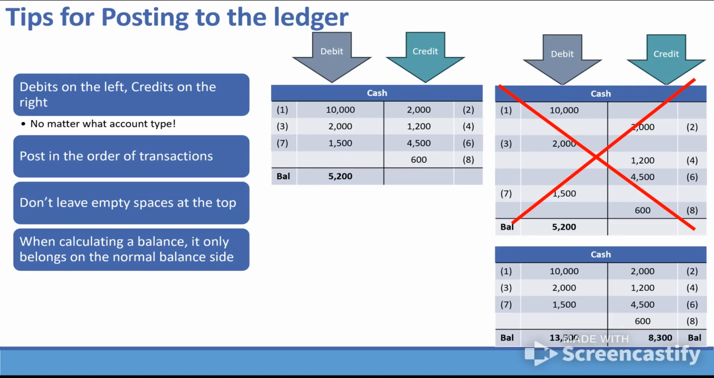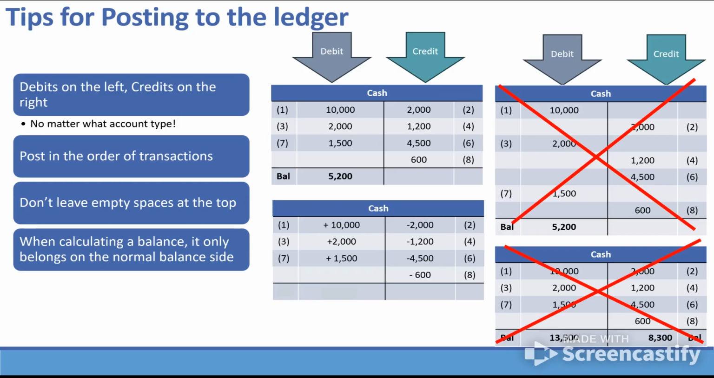We also do not add up both sides of the debit and the credit column. Instead, you're calculating the final balance. Now, since cash is a debit normal balance account, it increases with debits. We're going to add up all the debits, subtract all the credits to arrive at that ending balance. And it goes on the left side or the debit side because there's more debits than credits, as there should be in a cash account, which is an asset.